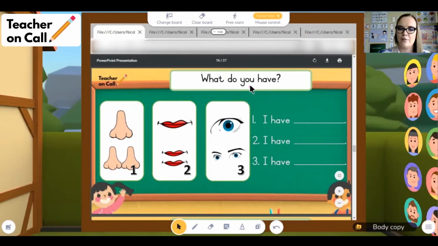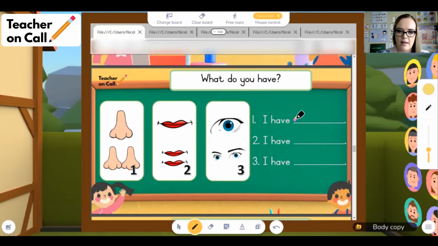What do you have? You need to choose the answer. What do you have? Do you have a nose or do you have noses? If there's one, remember you need to add a. So I have a nose. I have, what do you have?